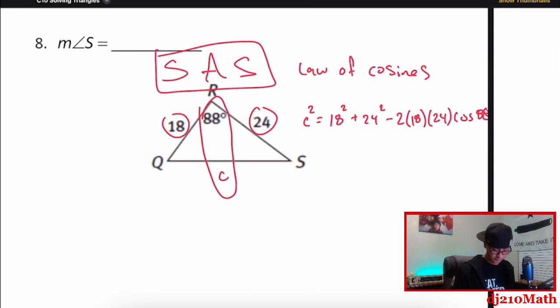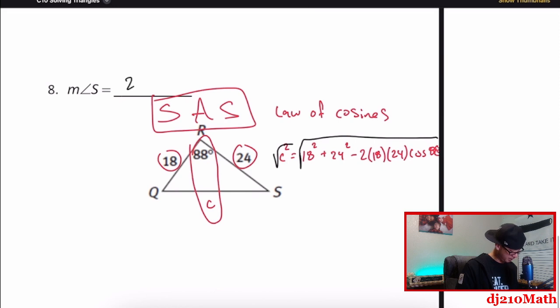Since we're solving for little c and it's c squared, we can just take a square root. So c is going to be equal to all this on the right underneath the square root. Square root of 18 squared plus 24 squared minus 2 times 18 times 24 cosine 88. This is going to be 29.493.